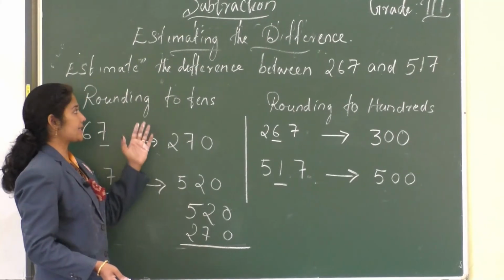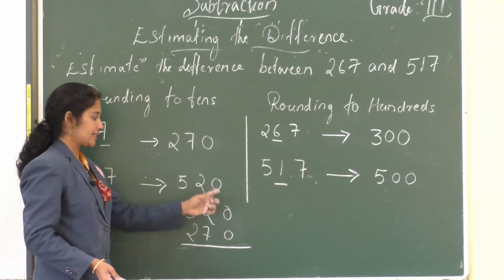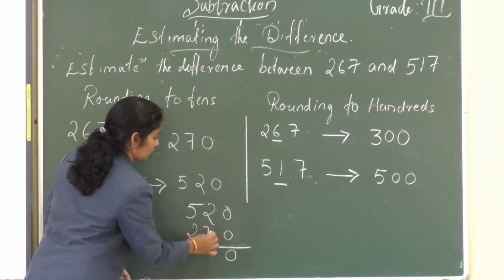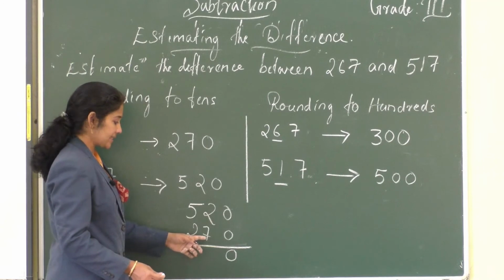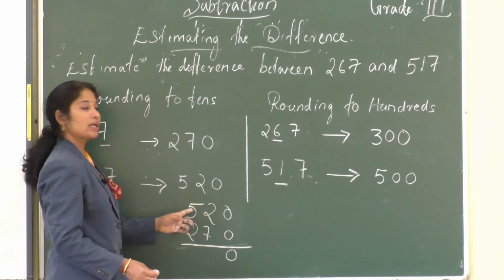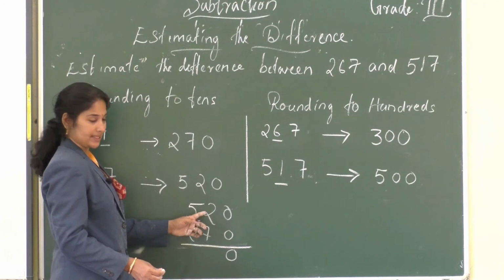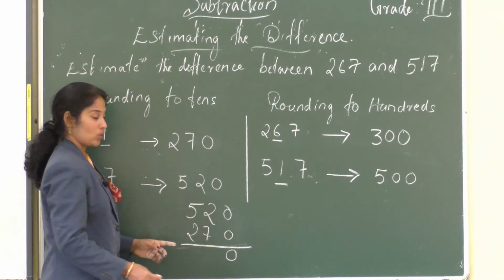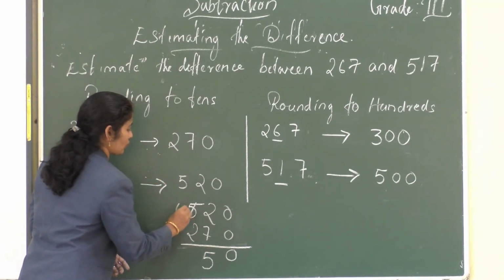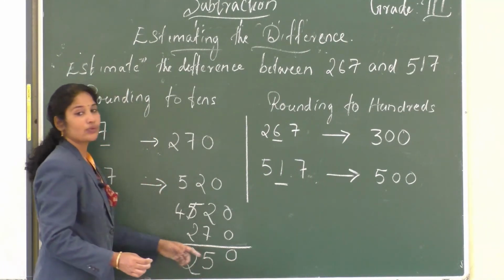Children, now we can estimate the difference. Here we have 520 and 270. 0 minus 0, 0. 2 minus 7. 2 is smaller than 7. We have to regroup. So we borrow 1 from the hundreds place. So here 4 hundreds and here 12 tens. So 12 minus 7, 5. Now we have 4. 4 minus 2, 2. So we got the answer 250.